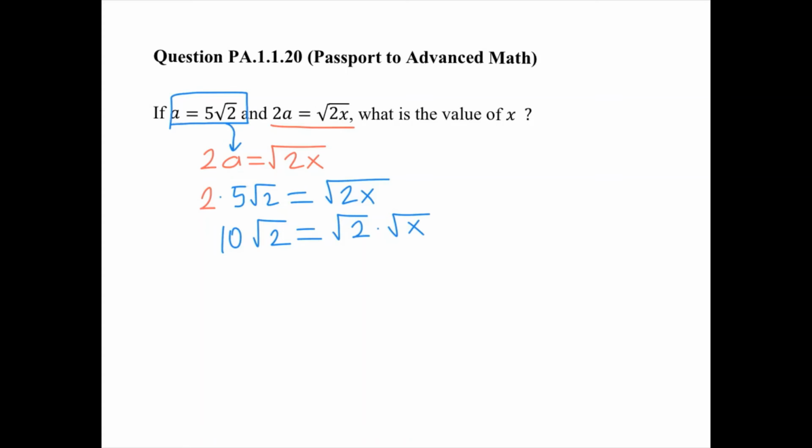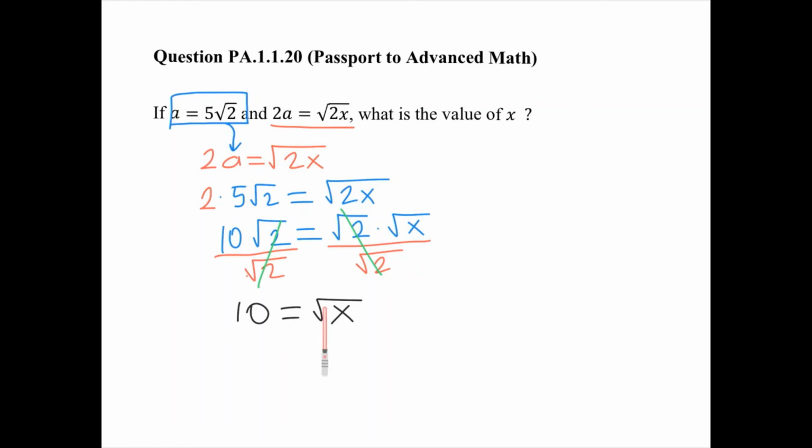So now everything is in multiplication. I have one square root on the left side and one square root on the right side. So what I am supposed to do to cancel square root 2 is divide each side by square root 2. So from here, square root 2 and square root 2 have been cancelled. So what is left? 10 is equal to square root x.